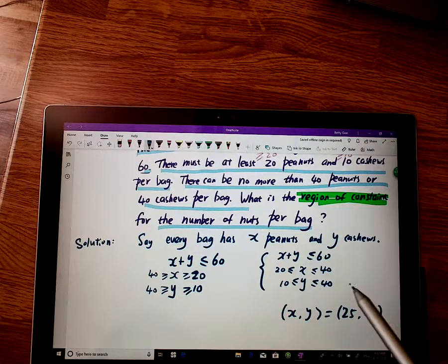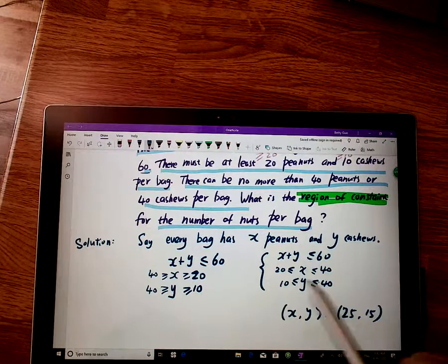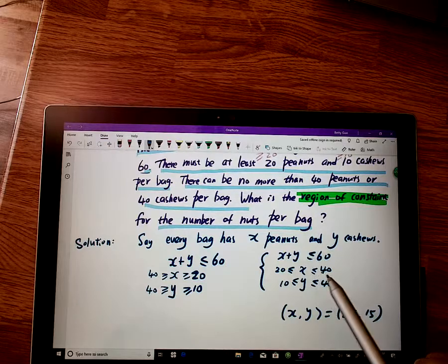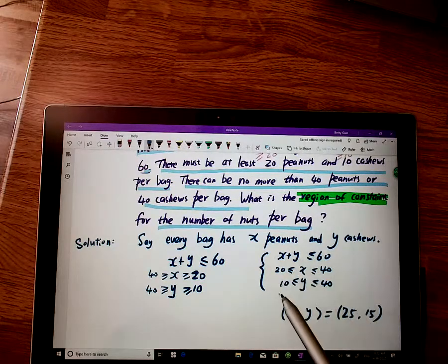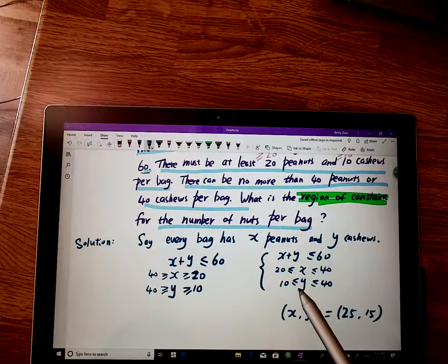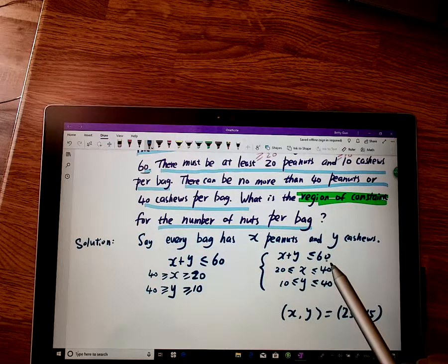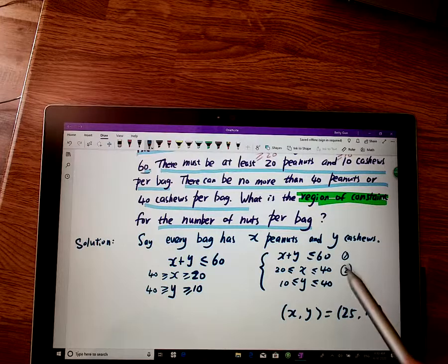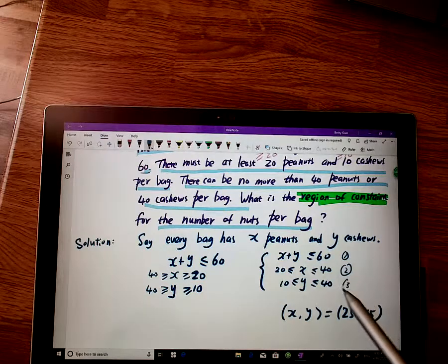The third inequality is also satisfied. So yes, this is a solution of the system. So you would know there are infinitely many solutions for the system. And the solution set of the system is the overlapping part, the common part of the solution set of number 1, the solution set of number 2, and the solution set of number 3.